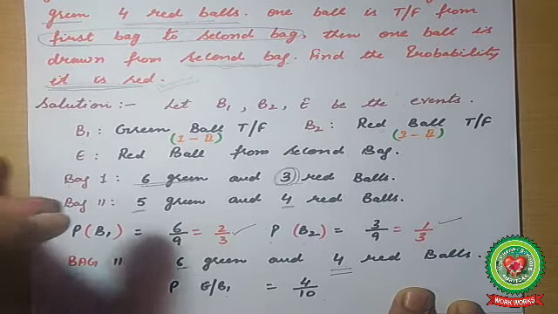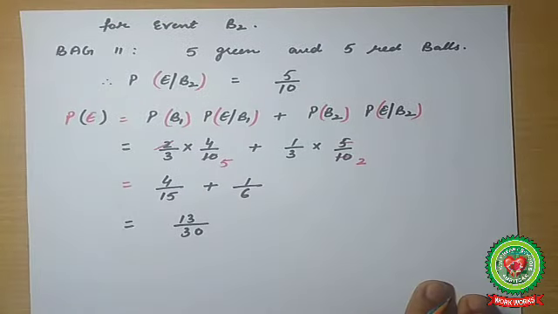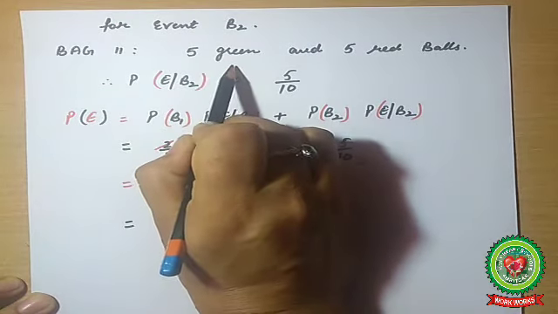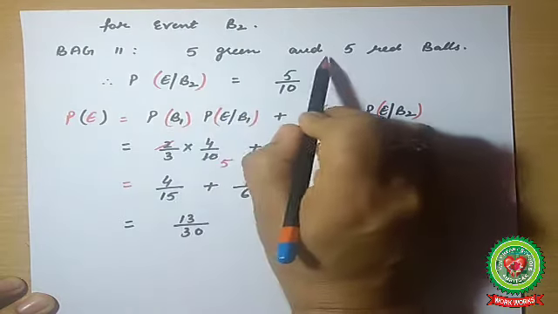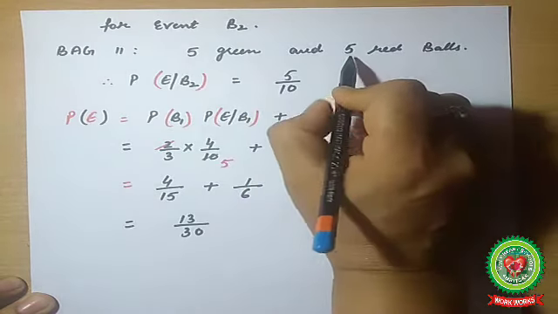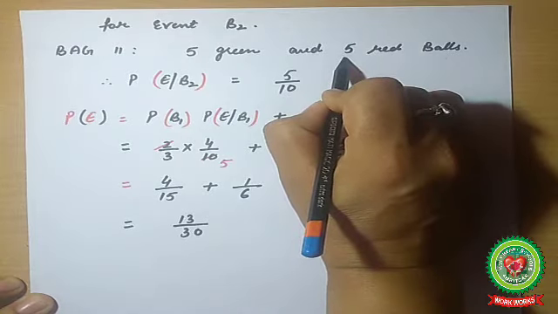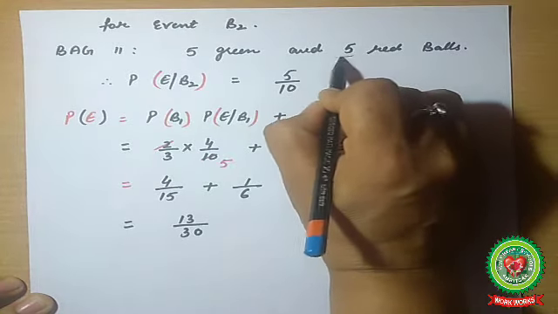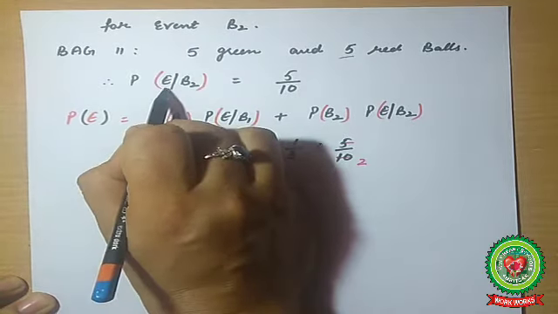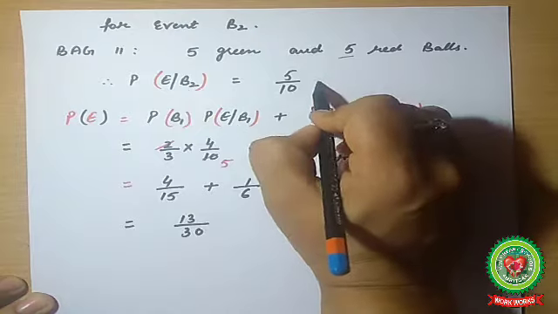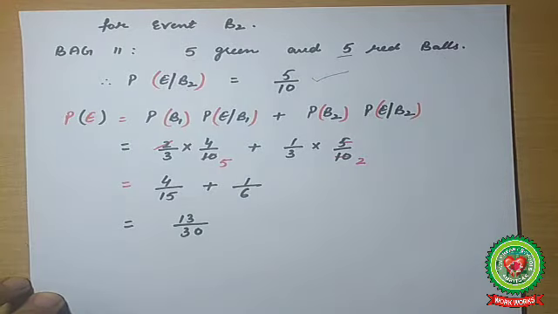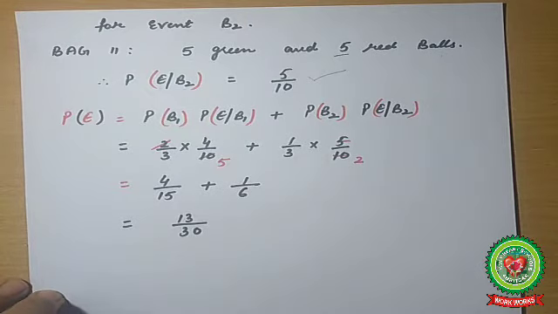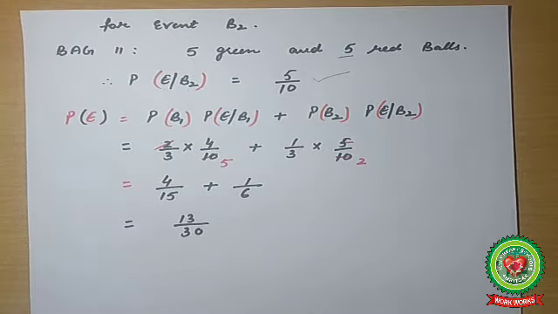Now the same for the bag 2 conditions. Bag 2. When we transfer the green ball there, 5 green and 5 red balls. First of all, 4 red balls are there. Now when we transfer the 1 red ball there, it will be equal to 5 red balls. So P(E|B2) is equal to 5 by 10. After transfer, the ball will be increased in the second bag. First, in the first bag, what will be the condition of the red ball? Then in the second bag, what will be the condition of the red ball?